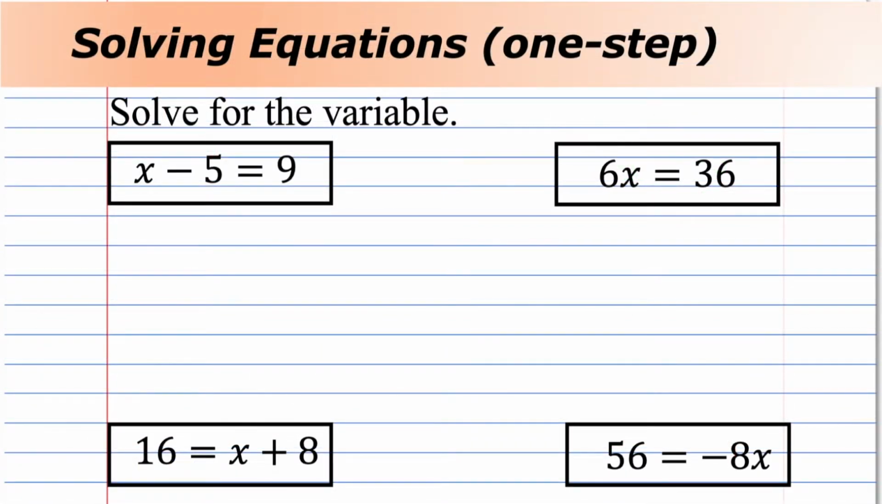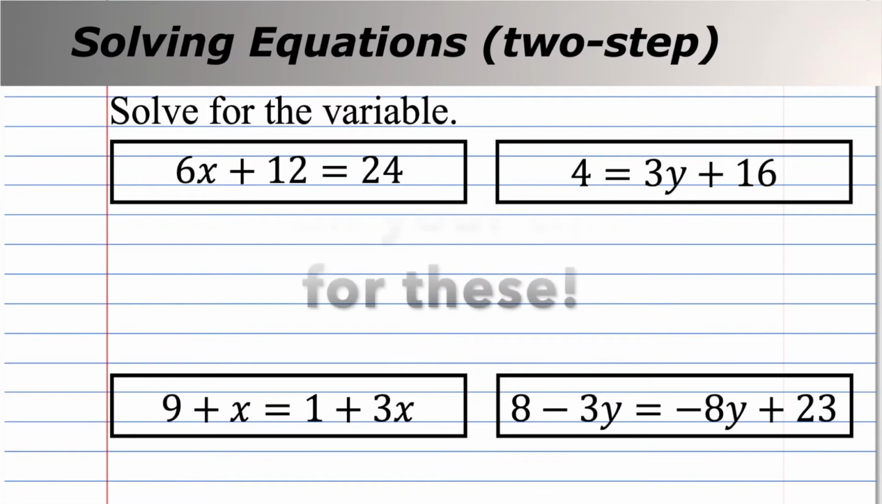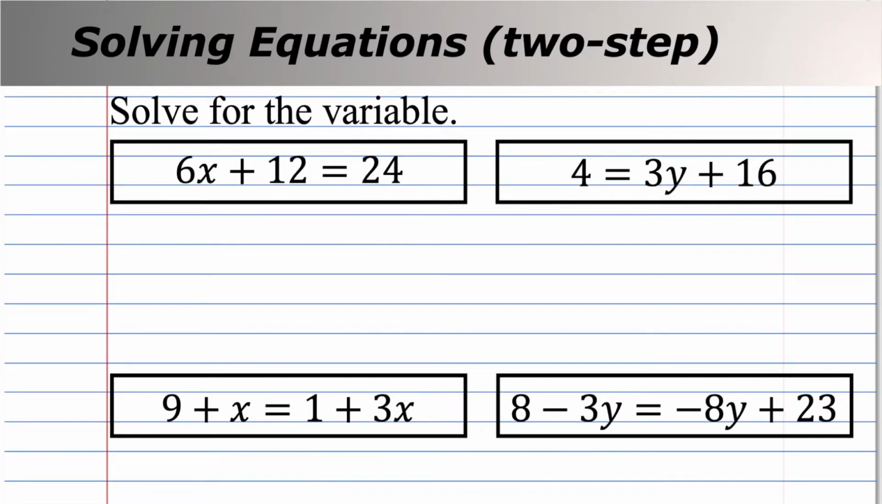Now pause the video and you give these a try. We need 2 steps to solve for the variable in these 4. What you can do is follow the same procedure. Circle that x, even though it's with a coefficient of 6, and perform the 0 pair strategy first.